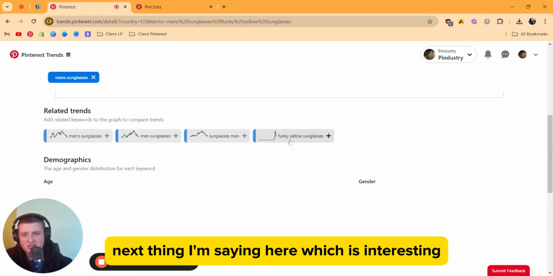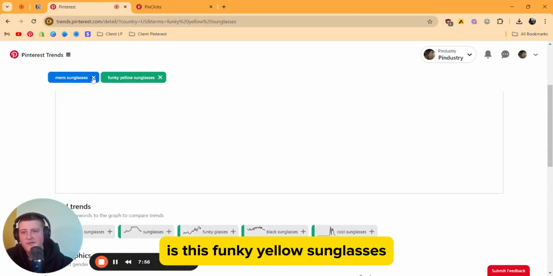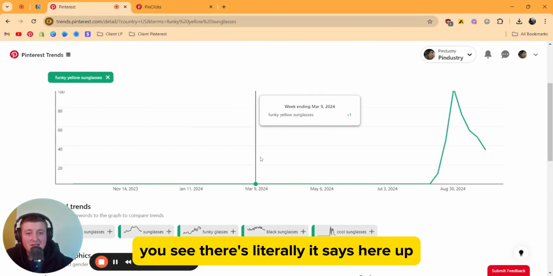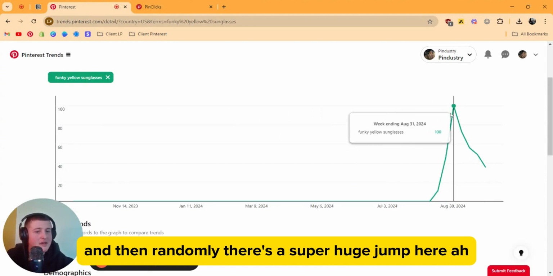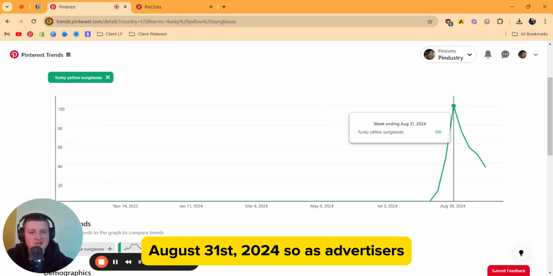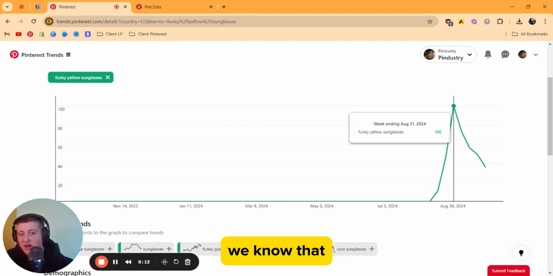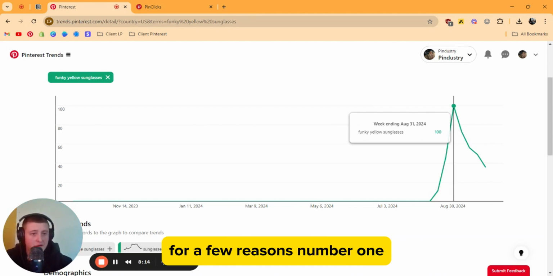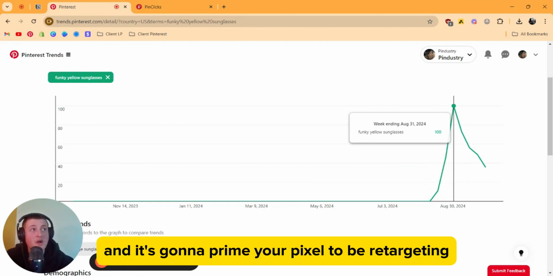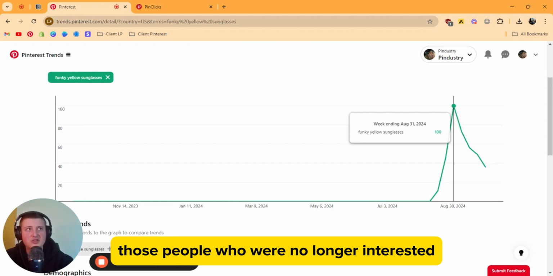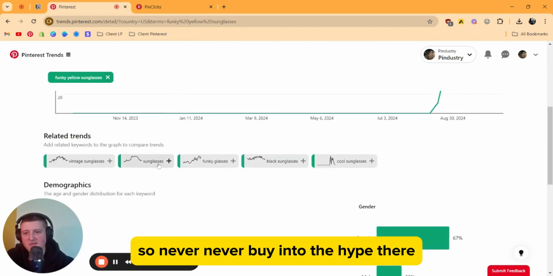Next thing I'm seeing here, which is interesting, just something I want to look at, is this funky yellow sunglasses. You can see that, if we look on here, I don't know if it'll let me, it says less than 1% search volume here. And then randomly, there's a super huge jump here, August 31st, 2024. So as advertisers, we know that this is not something that we want to be targeting for a few reasons. Number one, there's no search consistency, and we also don't really want to be jumping on trends because, say for whatever reason you forget to turn off that keyword, you're going to burn a bunch of cash, and it's going to prime your pixel to be retargeting those people who are no longer interested because the trend died. So never buy into the hype there.